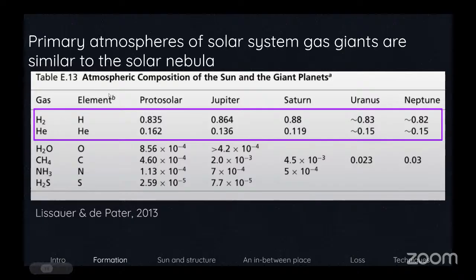So hydrogen and helium have a certain abundance in this protosolar nebula and in the protoplanetary disk. And if we look at those abundances across the gas giants and ice giants, we see the numbers are very, very similar. So we expect that these planets probably maintained their primordial atmosphere, and they've remained pretty much the same since they formed. Not exactly the same, but more or less.